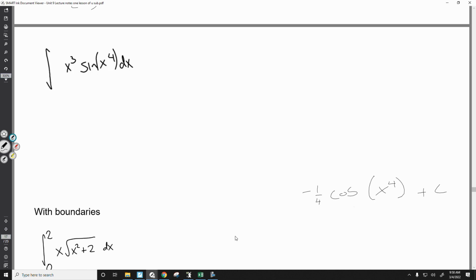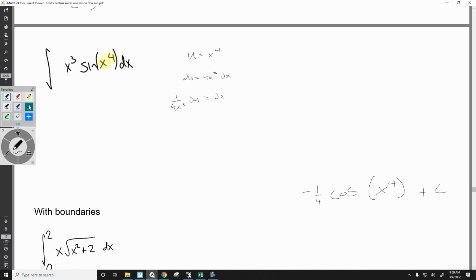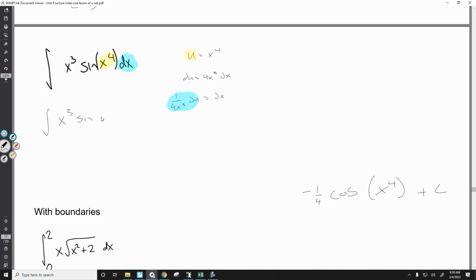If you got that, great. If you didn't, here we go. U equals the inside of the composition. Du equals 4x cubed dx. Dx equals 1/4x cubed du. Substitute. There's that 1/4. 1/4 shows up using this step-by-step approach rather than using our brains and our understanding of things. Everything stays the same.